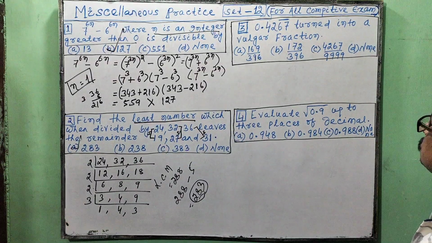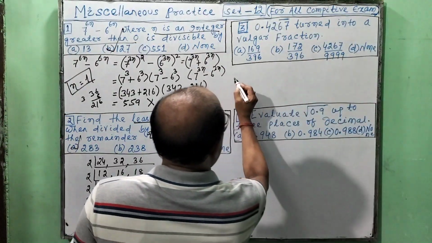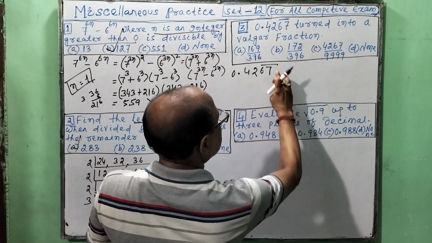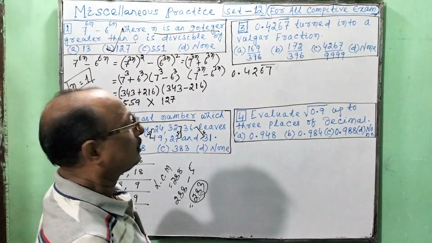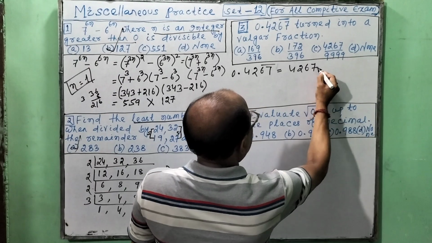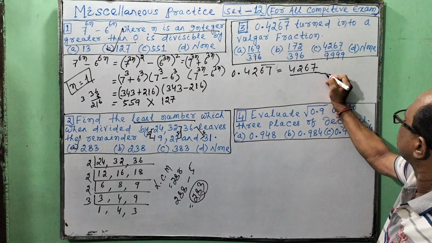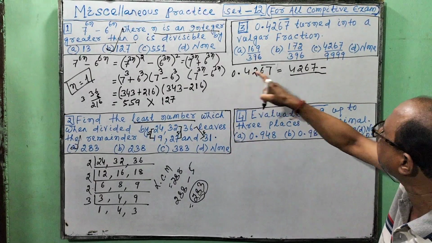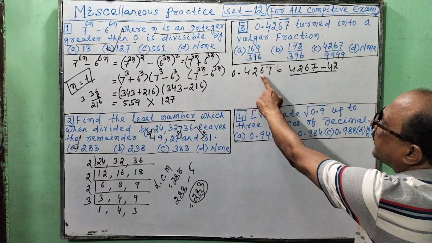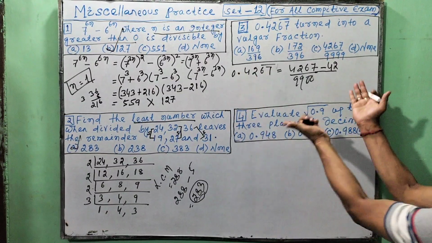Number 3. Turn 0.4267 with a bar into a vulgar fraction. Look, 0.4267 vulgar fraction, where the bar is on 67. So it is 4267 minus 42, divided by 99 for as many digits as have a bar, and 00 for as many digits as have no bar. So this is the whole fraction.